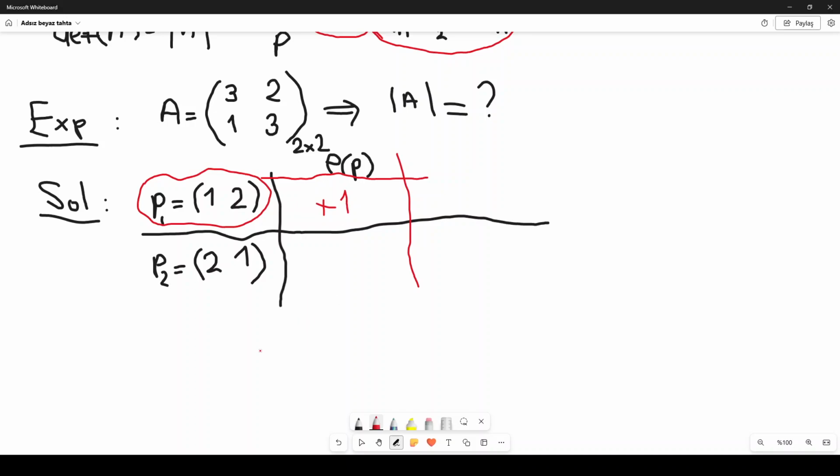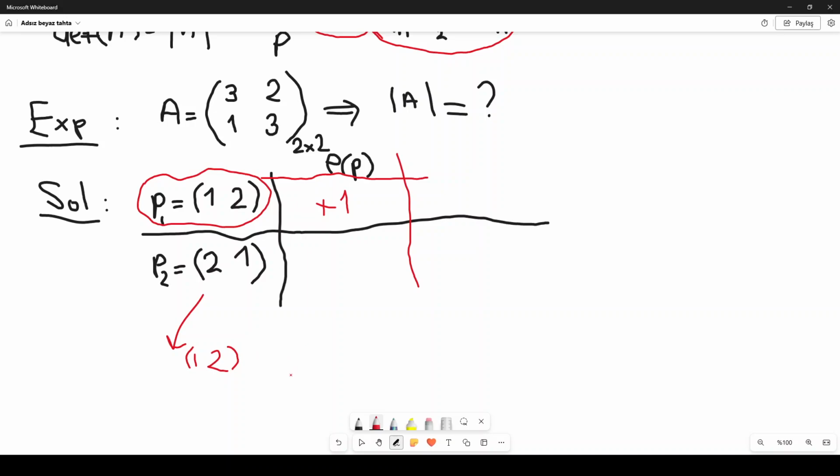And how about the second permutation? Well, we have 2, 1. How can I convert this permutation into the permutation P1, which has a natural ordering? That's very simple. Just one swap operation. I swap the first and second positions. So what I have in this case is 1, 2, right? So I restored P1. Only one operation is enough.